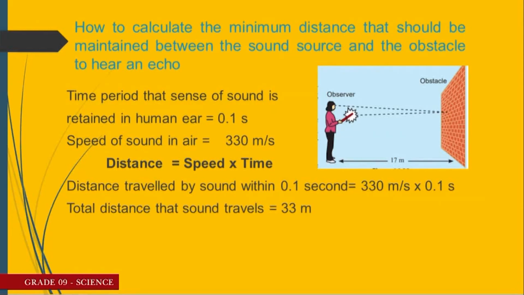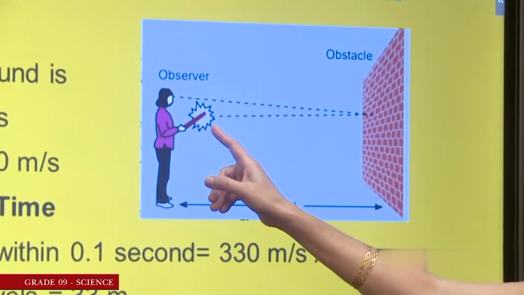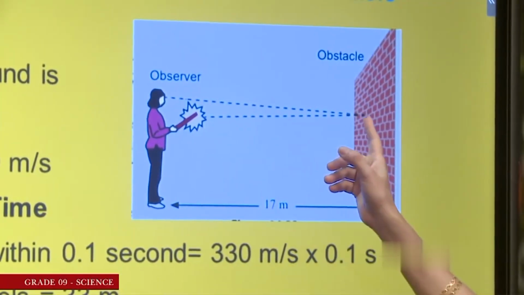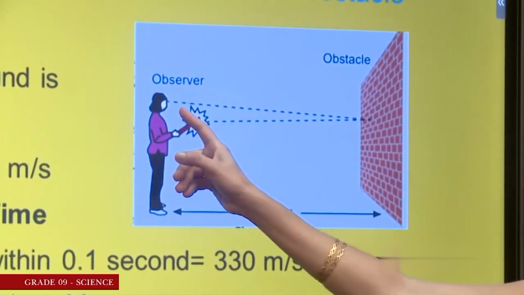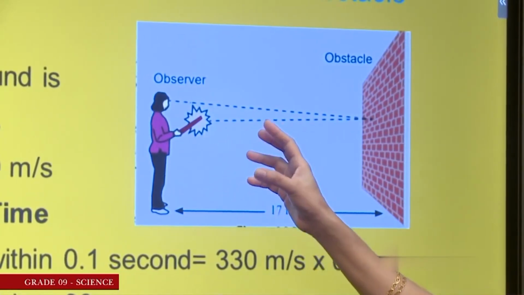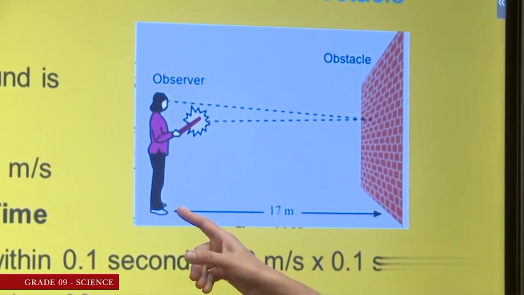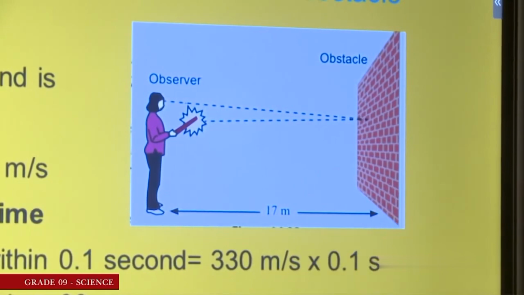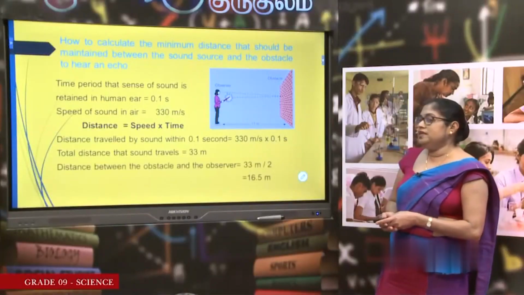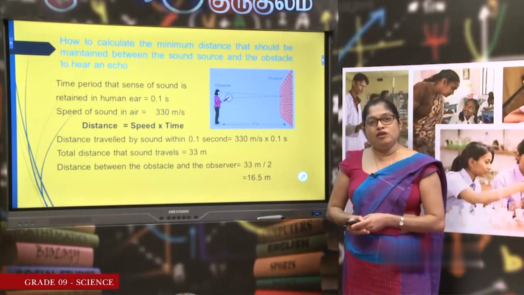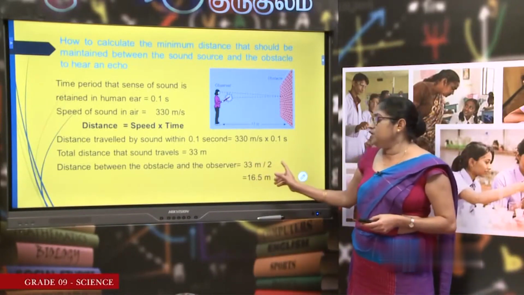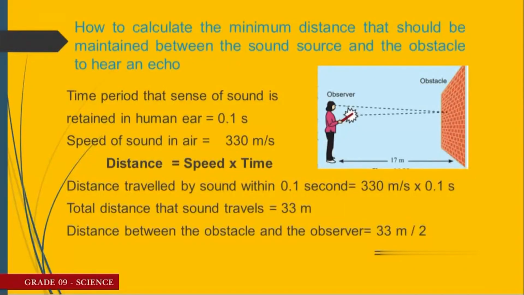Is this the minimum distance between the observer and the obstacle? No. Sound travels from the sound source to the obstacle and is reflected back to the observer. So, this is twice the distance between the observer and the obstacle. To get the minimum distance, you have to divide this by 2. So, you will get 16.5 meters. That is the minimum distance that should be maintained in order to hear an echo.